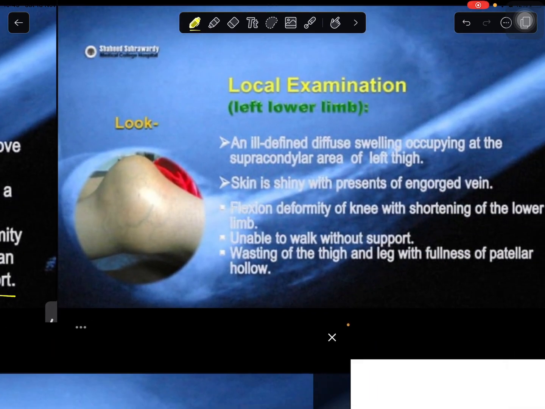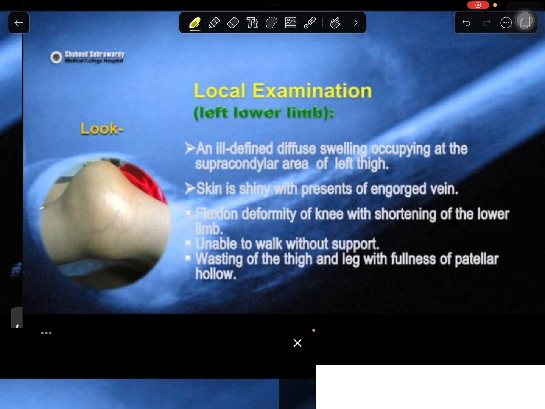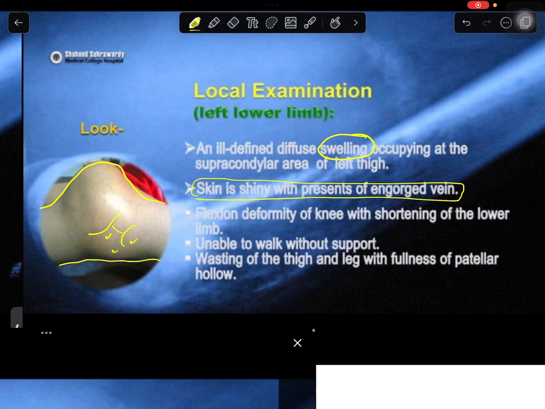Now on local examination, what do we find? When you are looking at the knee, it looks something like this, as you can see in the drawing. So at the knee, there is a swelling present, and you can see here the veins are visible, and the skin is shiny with presence of engorged veins. So engorged veins are being seen in this knee region. These veins are very much prominent.